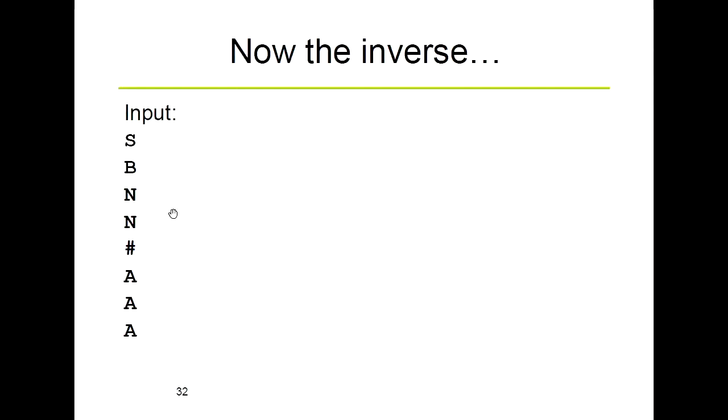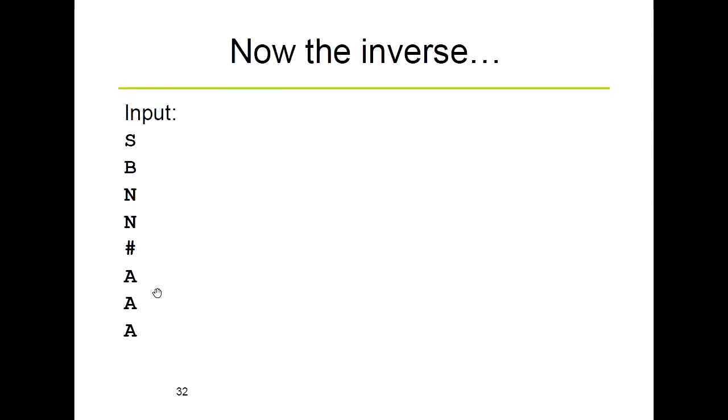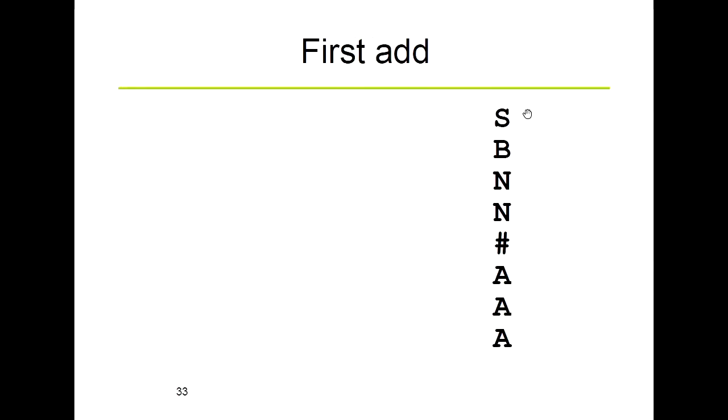The input you have is this SBNN hash AAA. You can get the second line as the input, and you want to get back the first line. So when you get SBNN hash AAA, where all the same letters are mostly together, and you want to get back to the original string, how to do that? Not hard. First, add them into your memory. Secondly, sort them, row by row.